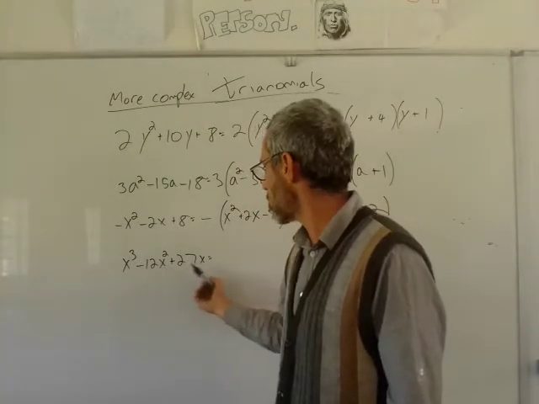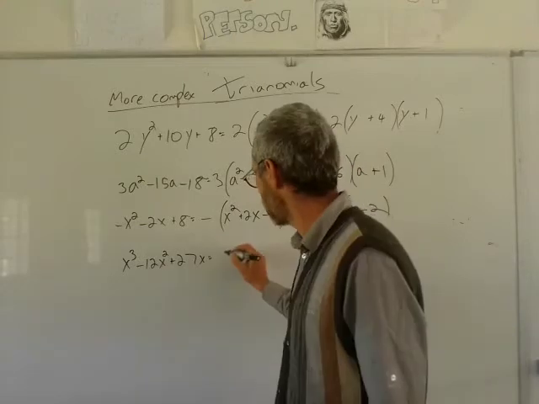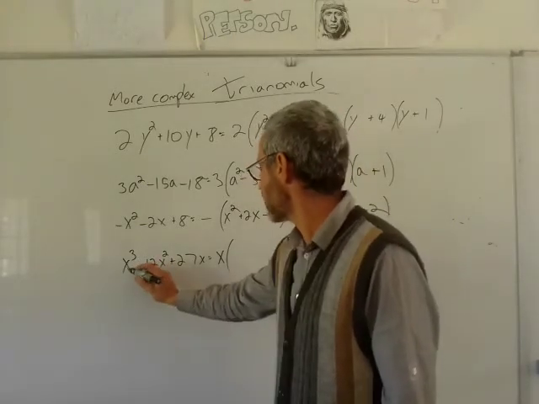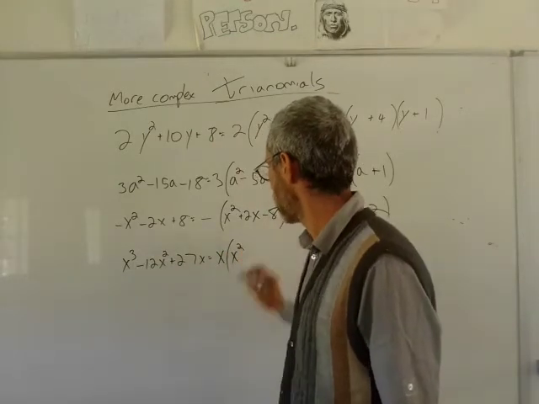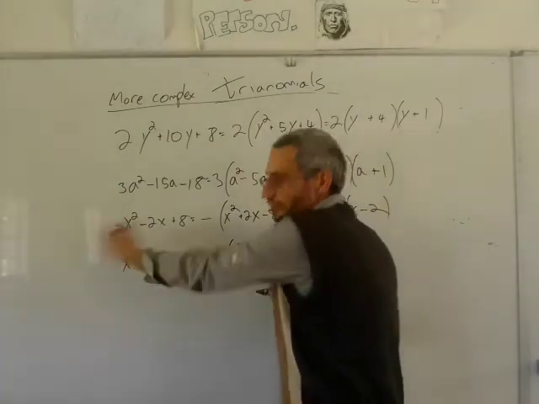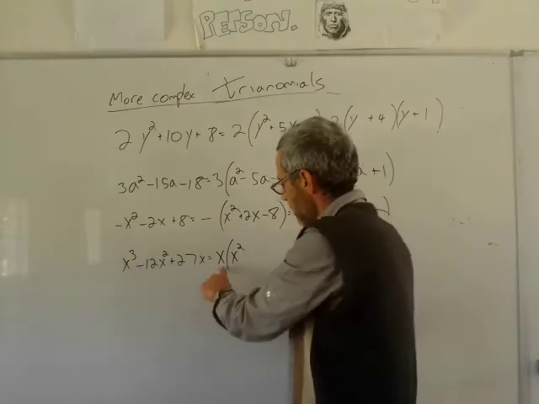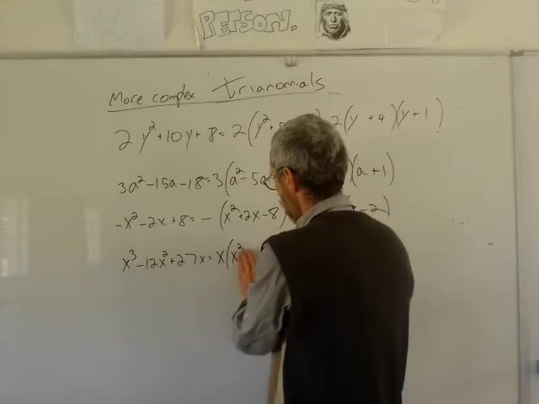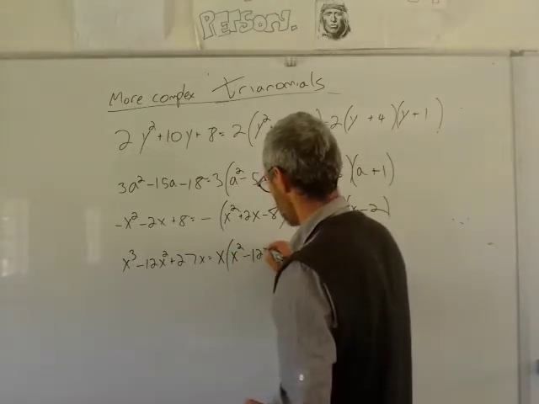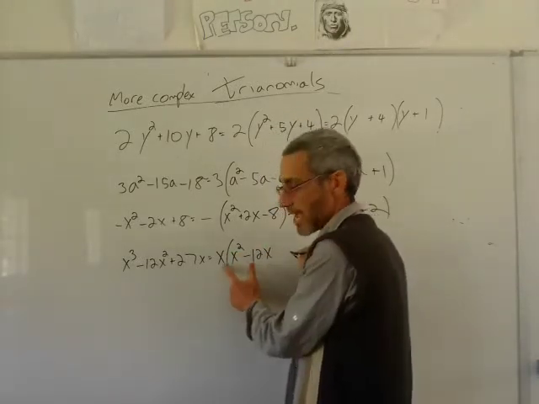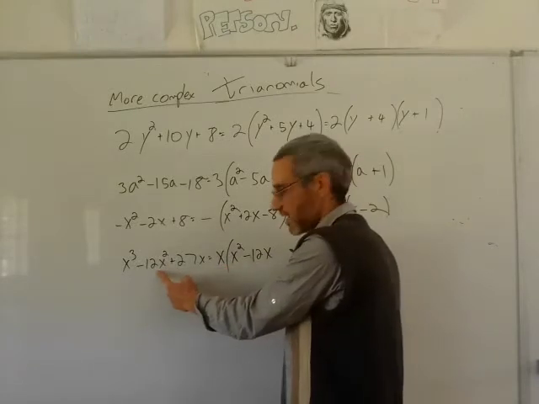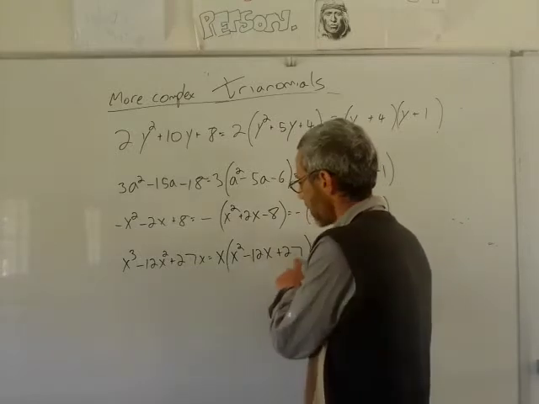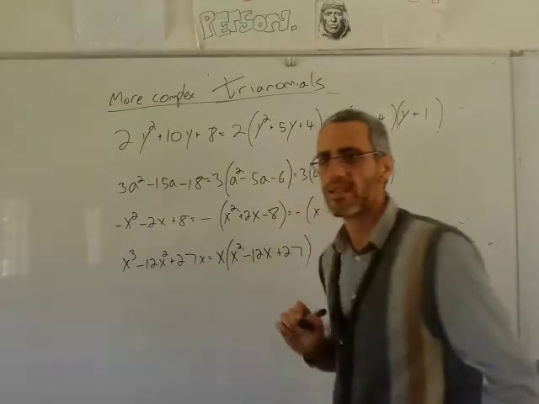Because all these terms have an x, I can factorize an x. I can get x out. And how do I make x cubed out of x? I need to multiply it by x squared. So I've got a common factor out, which is x, and I'll have x squared, because x squared times x is x cubed. Here, I'm going to have minus 12x, because minus 12x times x is minus 12x squared. And then I'm going to say plus 27, because 27 times x is 27x.